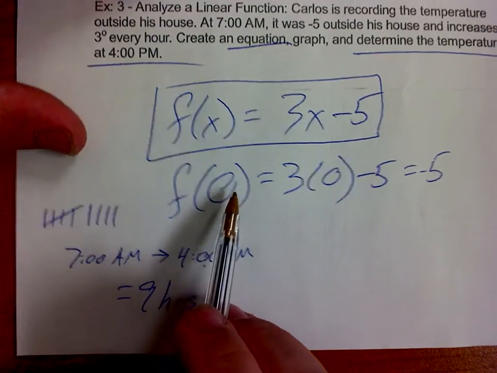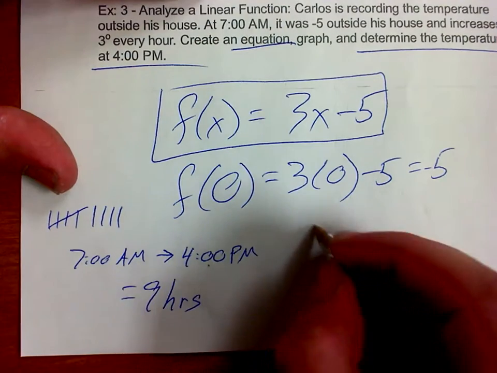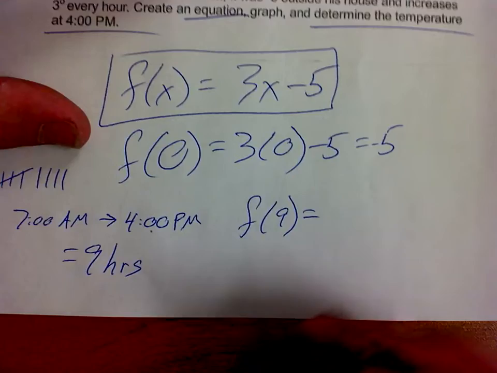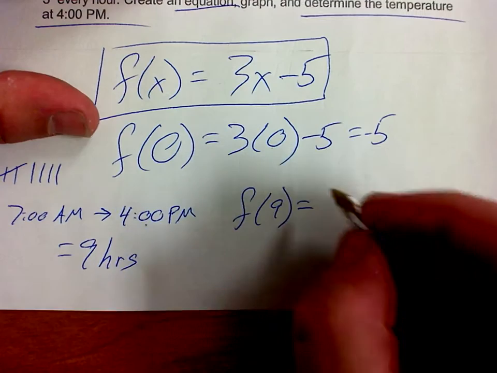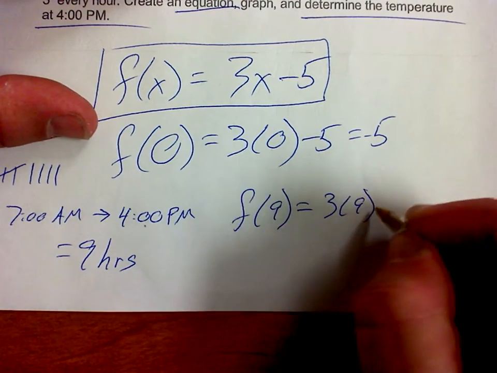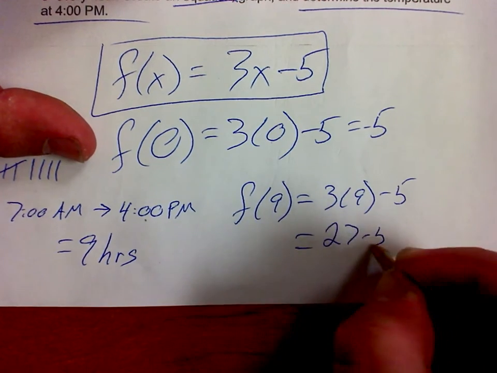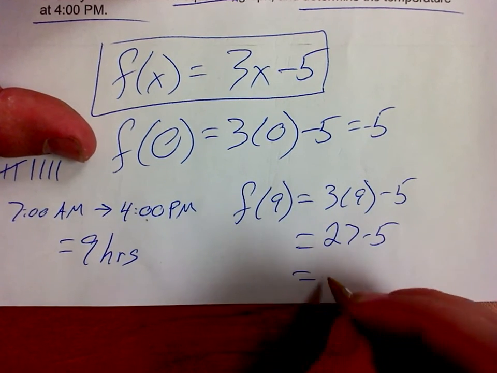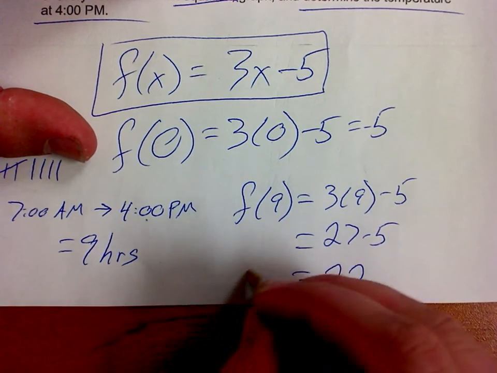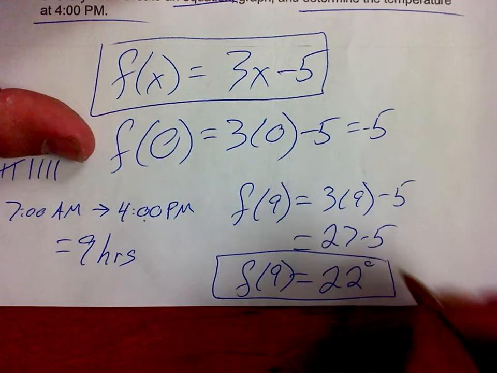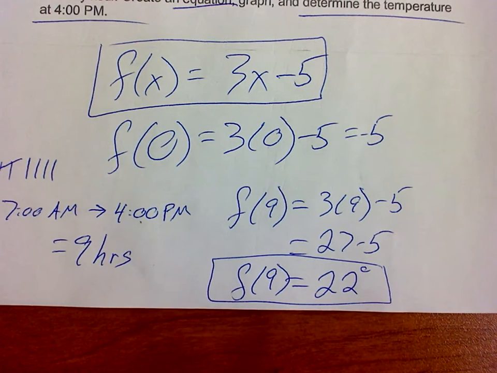So when we plugged in 0, that was representing 7 a.m. Now we're going to plug in 9, which is going to represent 4 p.m. Which in this case, instead of putting 3 times 0, we're going to have 3 times 9. We're going to subtract 5 from that. 3 times 9 is 27, and then once again, take 27 minus 5. That's going to give us 22 degrees for what the temperature should be at 4 p.m.